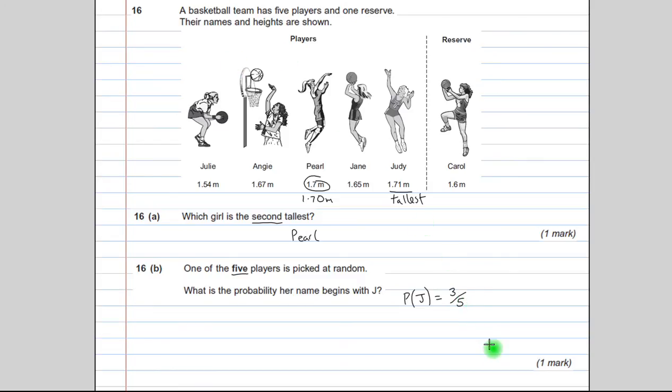Remember, when you're working with probability, you must write your answer as either a fraction or a decimal. Don't write it as a ratio or give a word for your answer. Okay, write it as a fraction or a decimal. So the probability of picking a player with a J as the first letter of their name is 3/5.